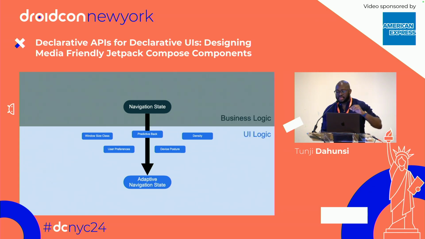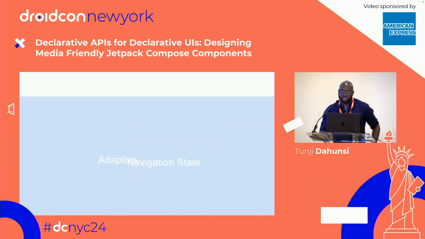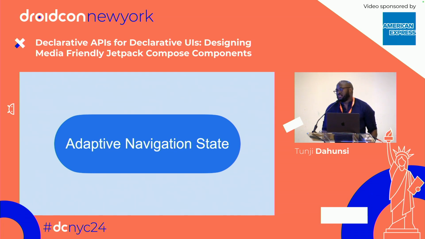And then you may notice the color separation here. I'm trying to treat navigation as business logic and all this adaptive stuff as UI logic, because that's what happens when the phone is folding. Okay, so what is adaptive navigation state? What am I really trying to do?